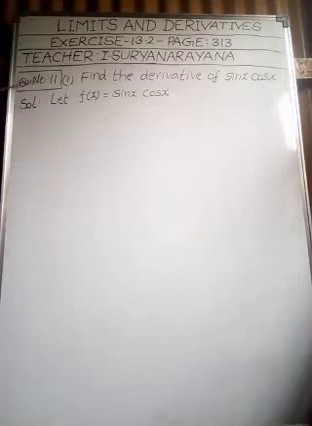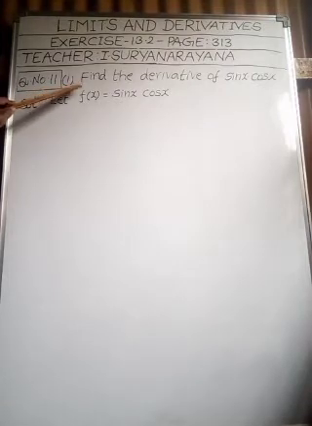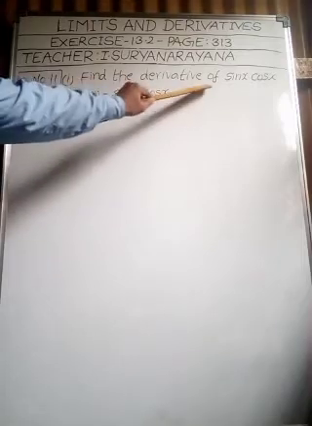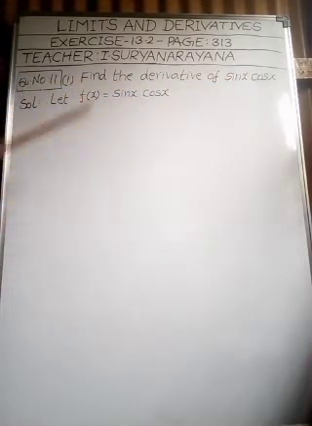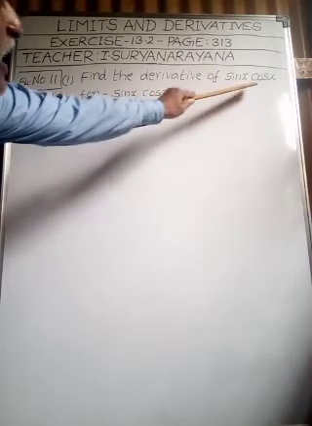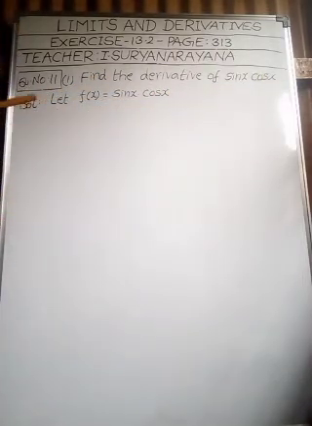Now come to question number 11. In this question number 11, total 8 parts are there. Out of these 8 parts, this is the first part of question 11. Find the derivative of cos x into sin x. Understood this question, my children? We have to find the derivative of sin x into cos x. Okay. Now come to the solution part.